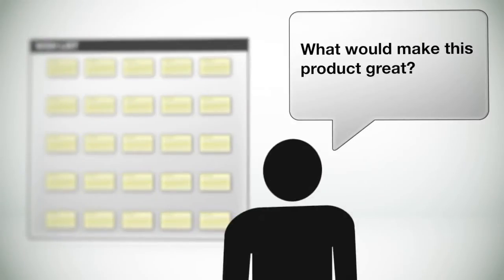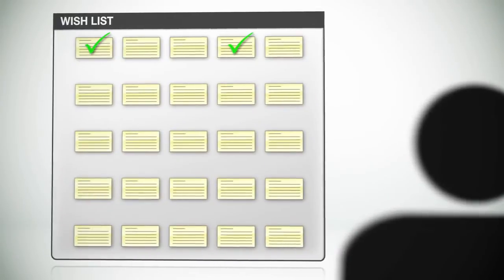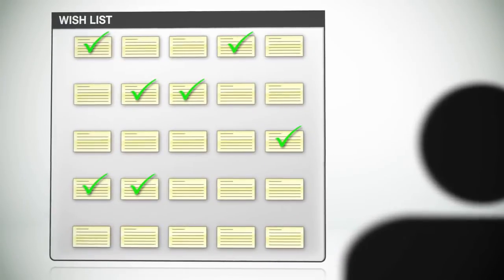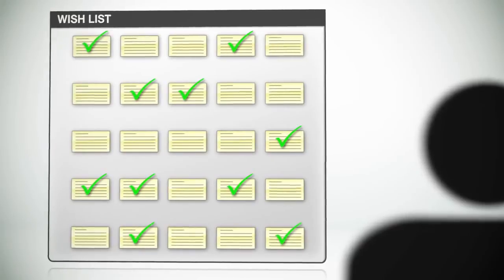Once we have our wish list or the product backlog, we need to start planning which specific user stories we're going to be putting into a particular release of our product. But we're getting ahead of ourselves. Let's back up a bit.